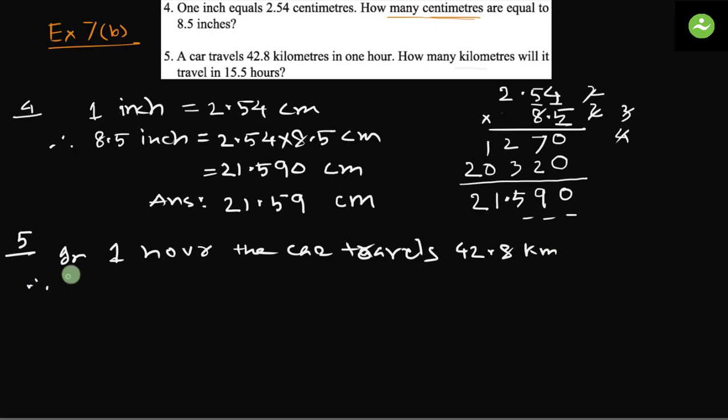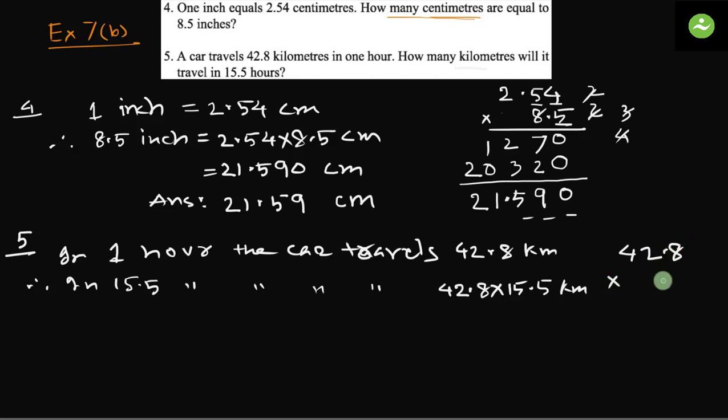Therefore, in 15.5 hours, the car travels 42.8 into 15.5. The unit is always kilometer. Now we have to do the calculation and we will follow the vertical method. 42.8 multiplied by 15.5.